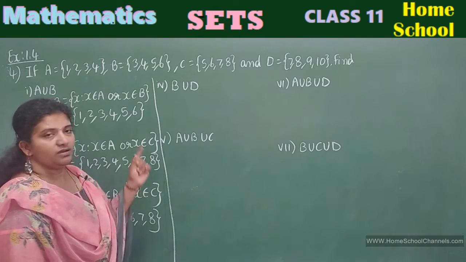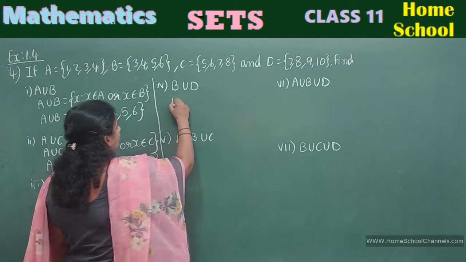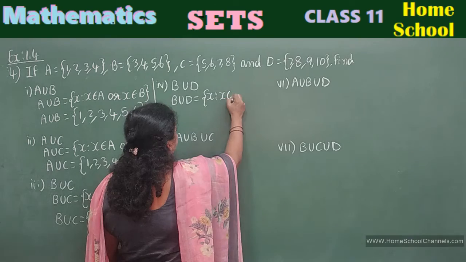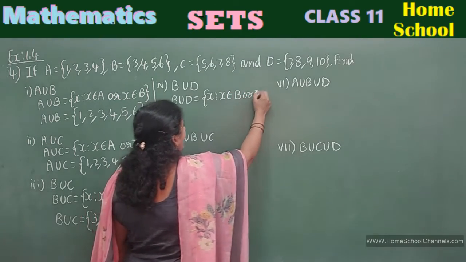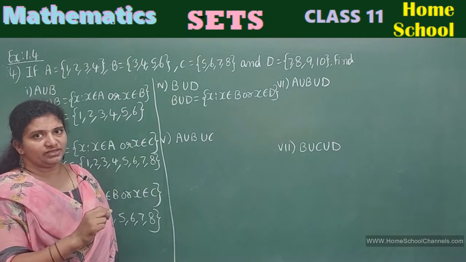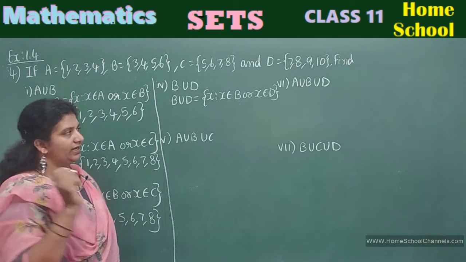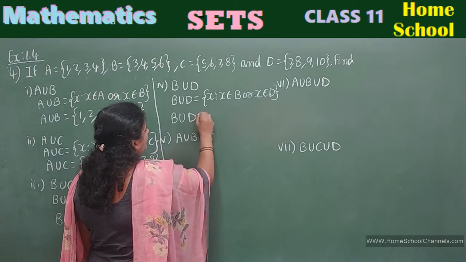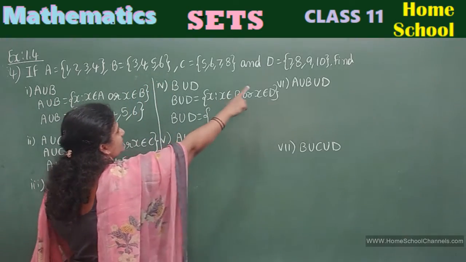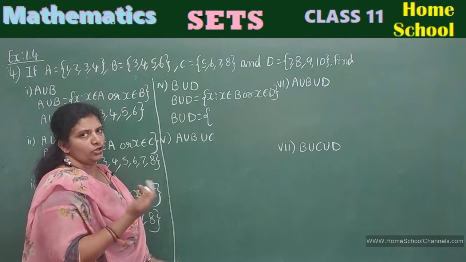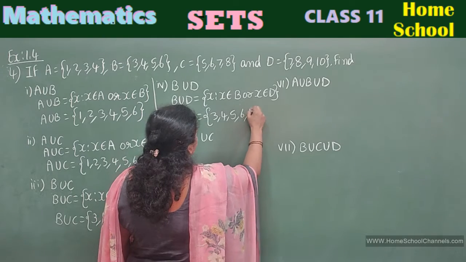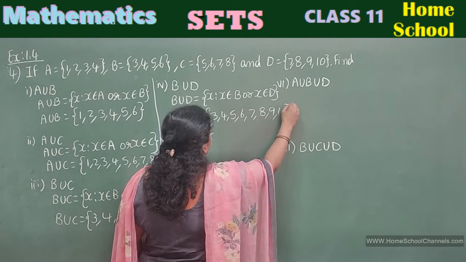So next one, fourth one, B union D. B union D can be written as the set of all x such that x belongs to B or x belongs to D set. All the elements of B or all the elements of D. Repeated elements, write one time. B union D is equal to, observe B set and D set: 3, 4, 5, 6, 7, 8, 9, 10. Is there any common element? No common elements. So write continuously: 3, 4, 5, 6, 7, 8, 9, 10. That's it.